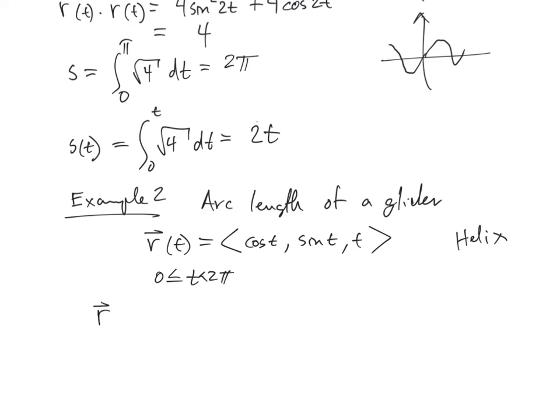Well, again, you take the derivative of your position vector. Derivative of cos is negative sine t i hat plus cos t j hat plus derivative of t is 1, so that's just k hat.